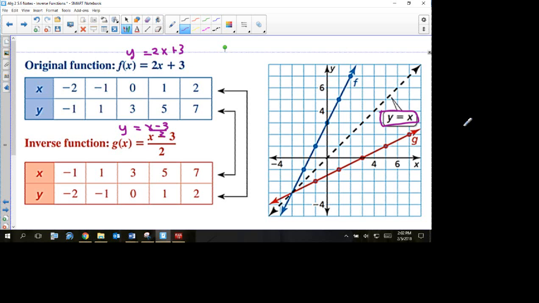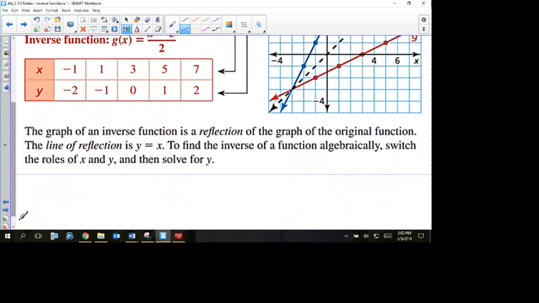Something else that you need to notice is the ordered pairs that are graphed over there. If you look at negative 2, 1 in the original function, there is an ordered pair, negative 1, negative 2 in the inverse. If you look at the ordered pair negative 1, 1, in the inverse there's 1, negative 1. If you look at the ordered pair 0, 3, in the inverse there's 3, 0. What can you summarize about the ordered pairs in the original function and the ordered pairs in the inverse function? They switch x and y. The ordered pairs switch x and y.